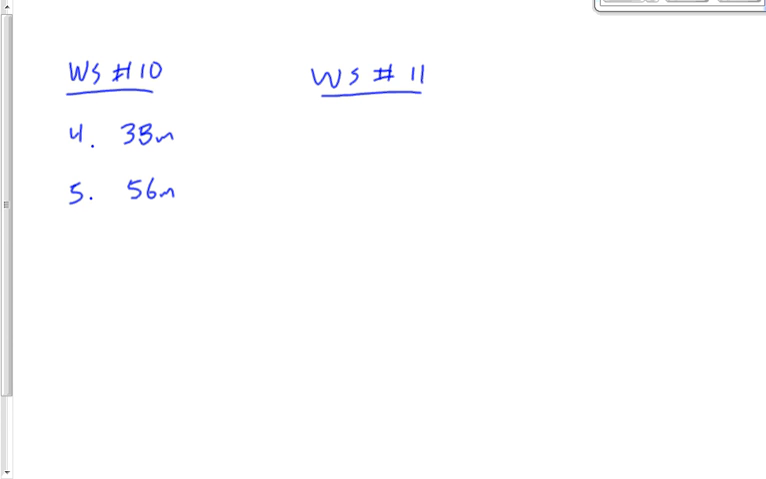And then worksheet number 11. I believe in worksheet number 11, all we had was question number 4. Is that correct? They didn't assign question number 5, correct? Number 4, the answer worked out to be 70 meters per second. All right, is there any of those questions, 4, 5, or 4, that you'd like to go over here now?